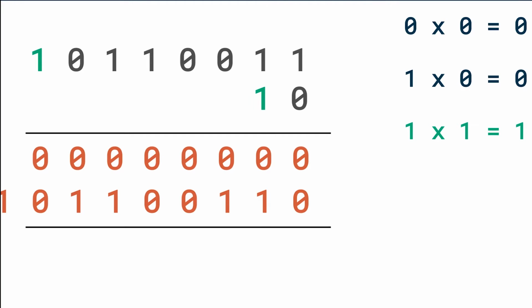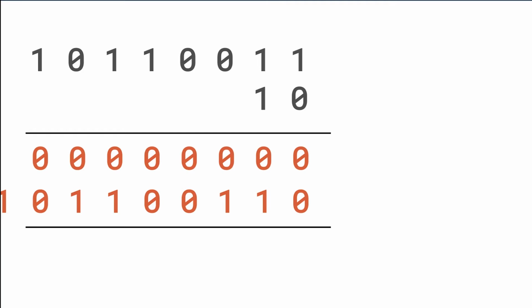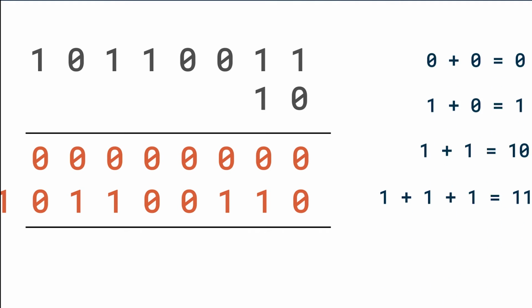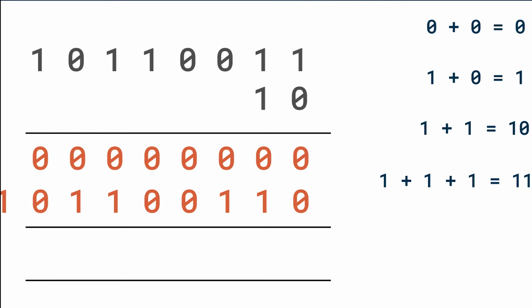That just leaves one thing. As you might expect, all we need to do is add the top row that we calculated earlier to the bottom row that we just calculated, and that is going to give us our answer. We can use the binary addition rules here to help us. This is going to result in the following, which gives us our final answer.